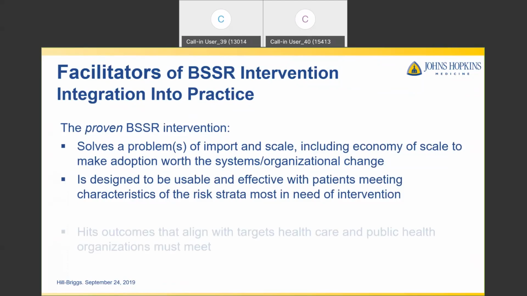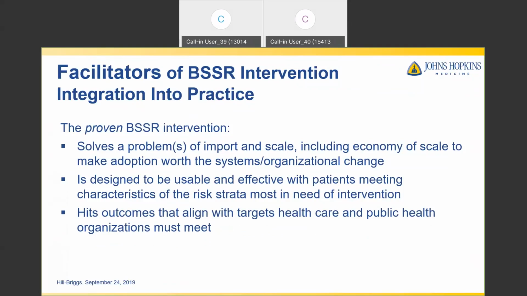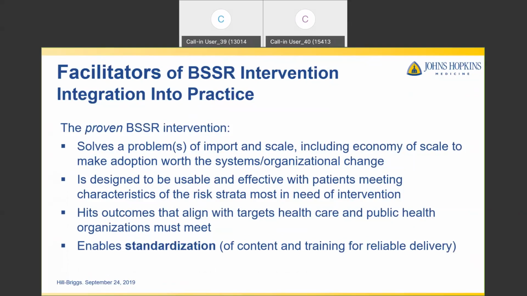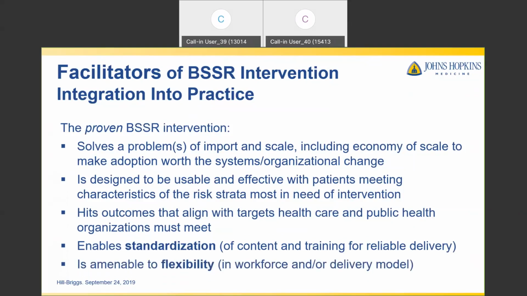It has to be able to be used with the populations most in need, and that has implications for how we design our materials. It does need to be able to hit outcomes that are consistent with targets that the organizations we're asking to adopt the intervention are being held accountable to. And most critically, perhaps, it has to have standardization, meaning there is specific content, there's dose, and there's training for reliable delivery, but it must also be completely flexible in terms of workforce that can utilize it, so that it fits any resource and delivery models, so that they can fit any setting and the resources for that setting. And these are not impossible things to do, we're finding.